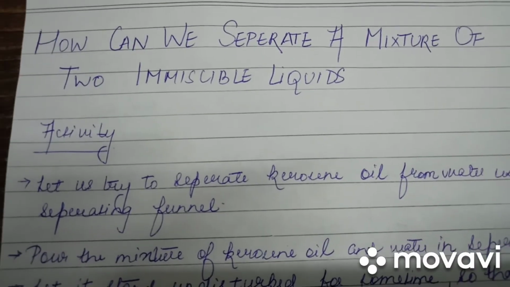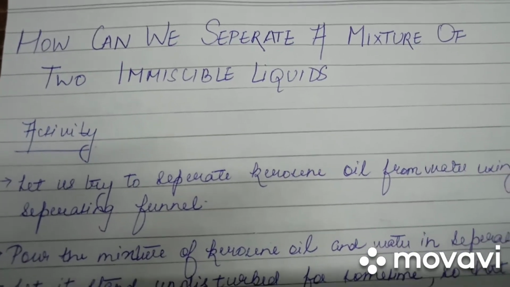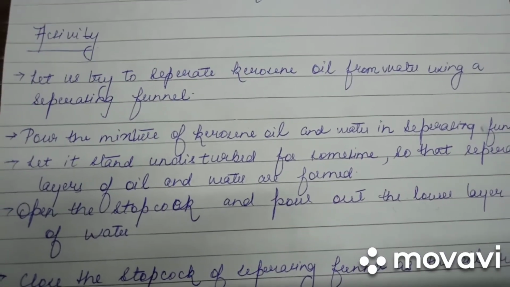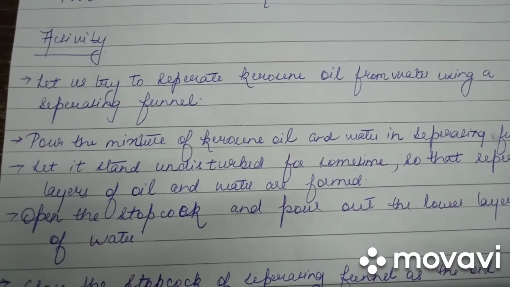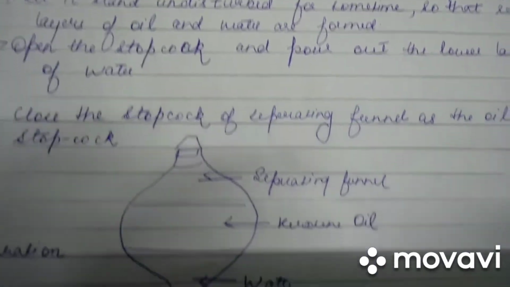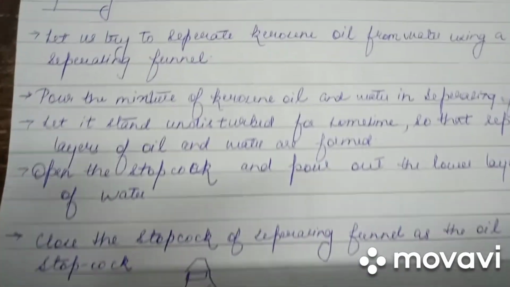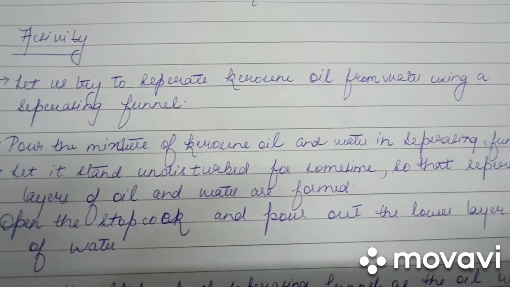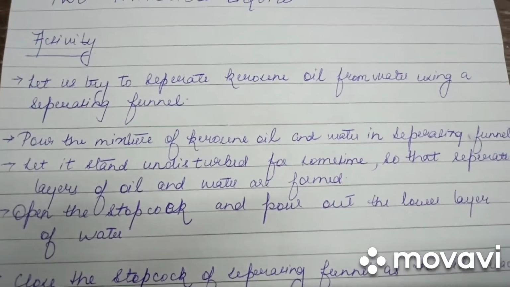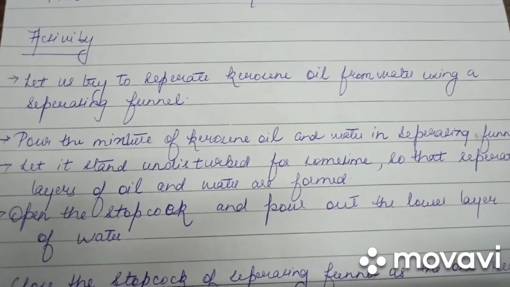Let us now discuss how we can separate a mixture of two immiscible liquids. Let us carry out an activity. Let us try to separate kerosene oil from water using a separating funnel. Here we have drawn a separating funnel. Pour the mixture of kerosene oil and water in the separating funnel. Let it stand undisturbed for some time so that separate layers of oil and water are formed.